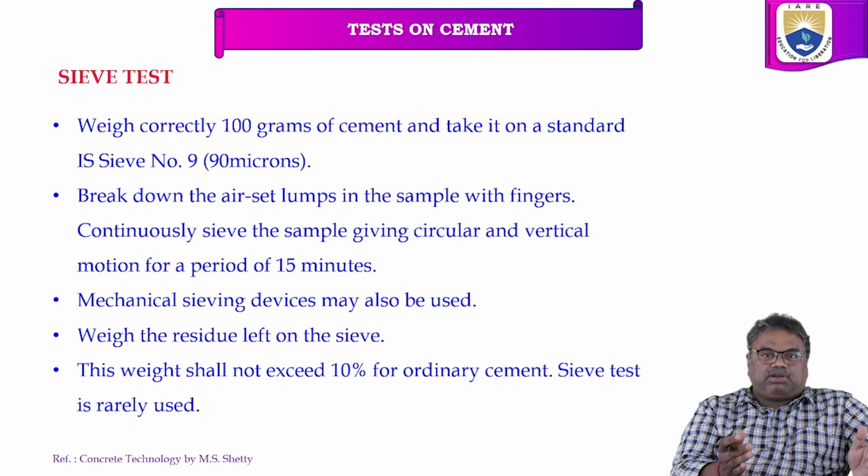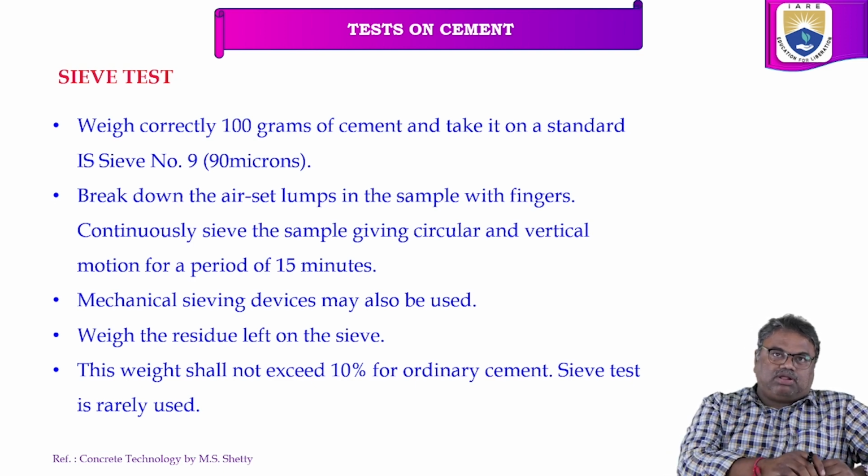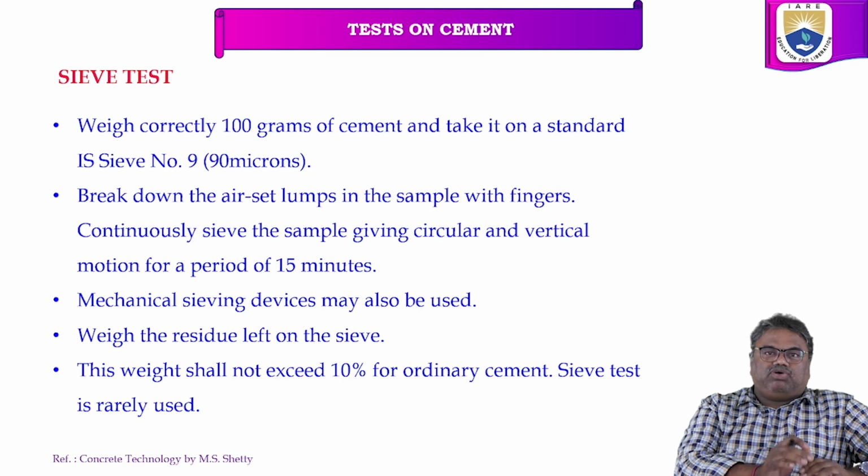So take the 90 micron sieve, put the sample of 100 grams on the sieve. If there are any lumps, press with your finger and break down all the lumps, and sieve through the 90 micron sieve for 15 minutes. Give circular and vertical motion for 15 minutes. We can also use mechanical sieving devices.